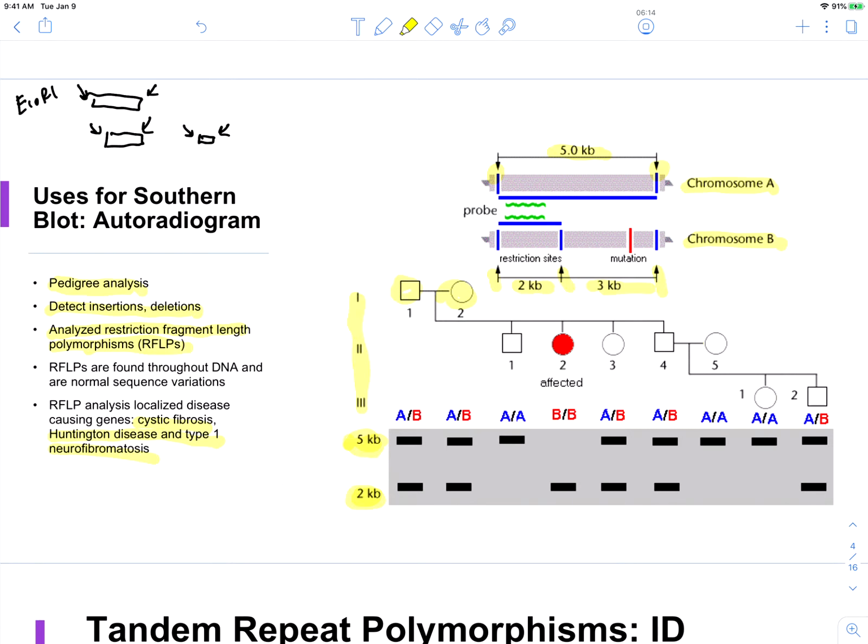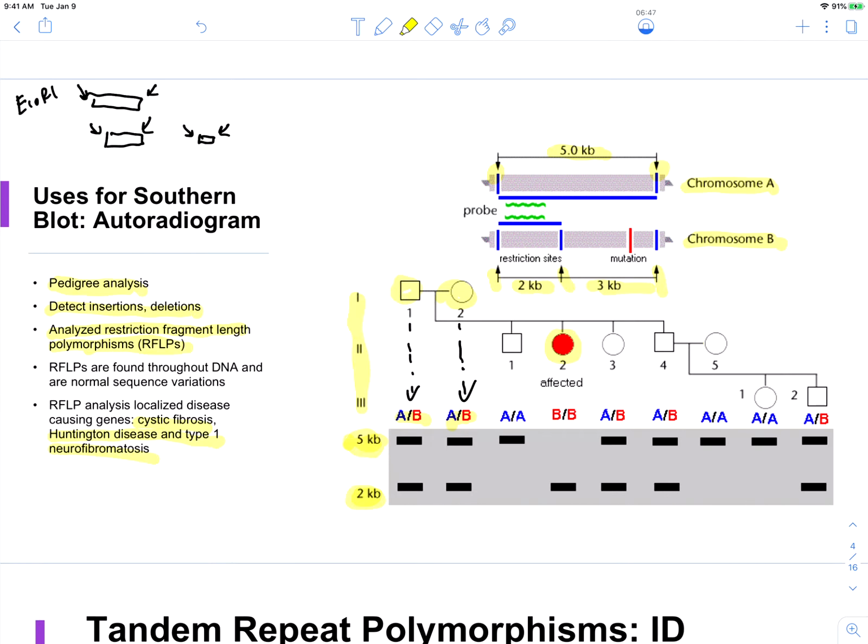The paternal is the square, maternal is the circle. Both of these have some children, and one of those children has the disease, so they're affected. When you look at this through restriction fragmentation, you can see that both parents have 2 bands, a 5 kilobase and a 2 kilobase band. And so they are heterozygote.